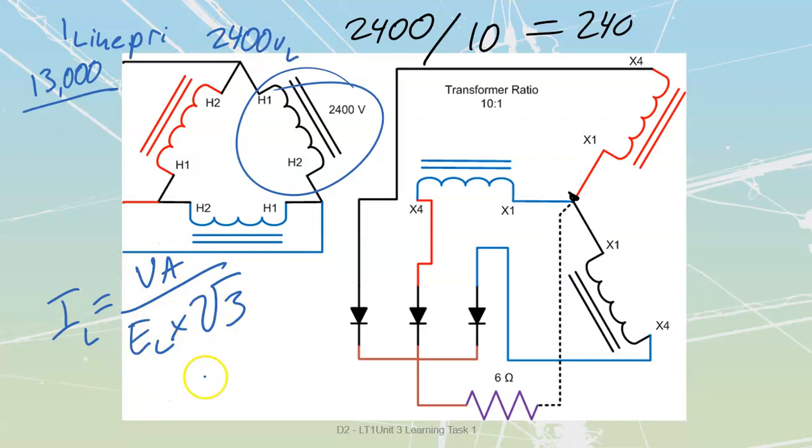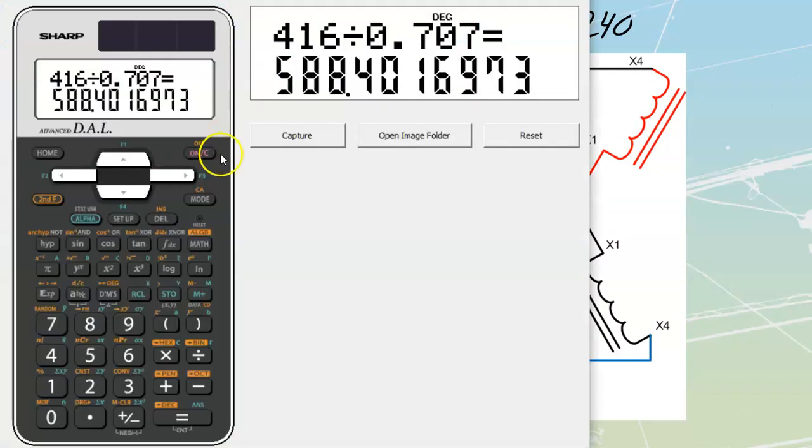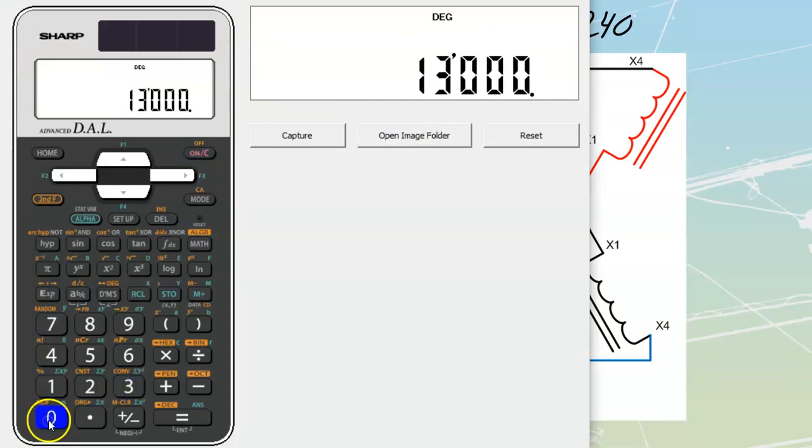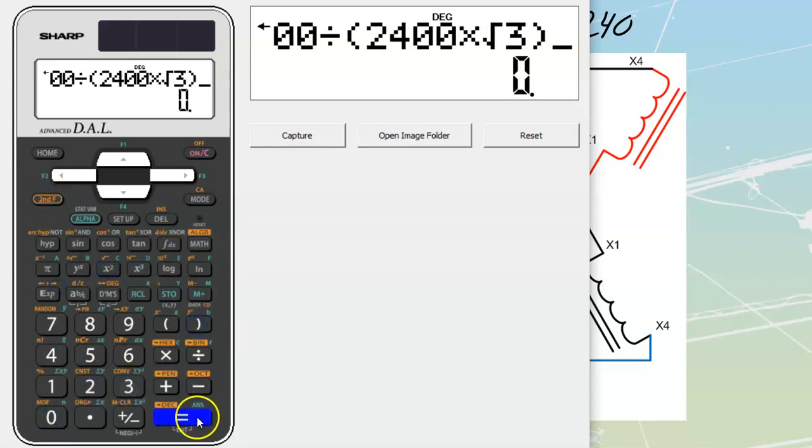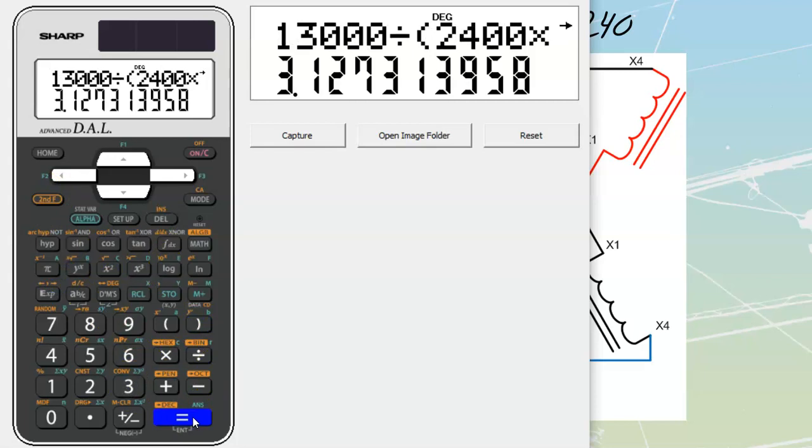So I'm going to be able to take this 13,000 divided by 2400 times √3. 13,000 divided by brackets 2400 times √3 bracket gets me out to a value of 3 amps that I'm going to have on my primary. Doesn't seem like much, but most of our high voltage stuff is going to be operating at what we would consider relatively low values of current that we use to run, transform into lower values of voltage and much higher kilowatts.